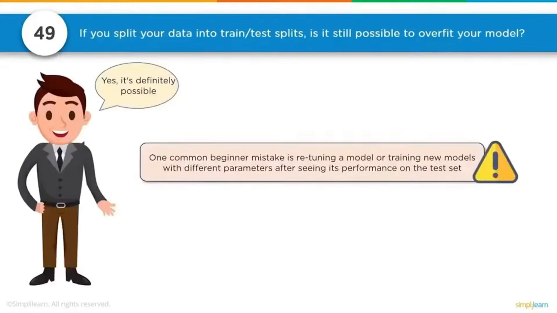49. If you split your data into train test splits, is it possible to overfit your model? And the answer is yes, it is definitely possible. One common beginner mistake is retuning a model or training new models with different parameters after seeing its performance on the test set. My favorite example of this is you have your script put together and you keep hitting the rerun button until you get the answer you want, not taking the answer it first gave you, or running it over an array and recording all the answers to see how they vary.